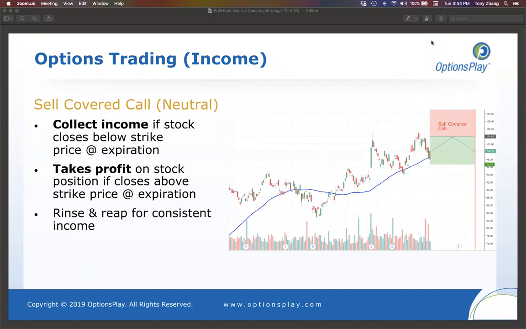So if the covered call strategy makes sense to you, please type 4 into the chat window, just so I can get a sense for whether or not people understand what a covered call is. Okay, great. A lot of 4s, which is great.